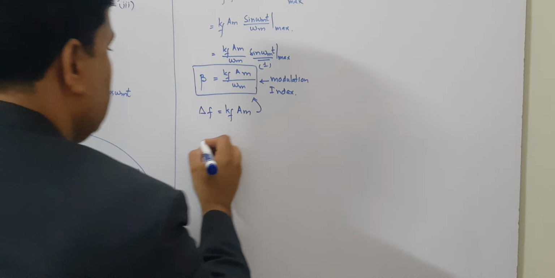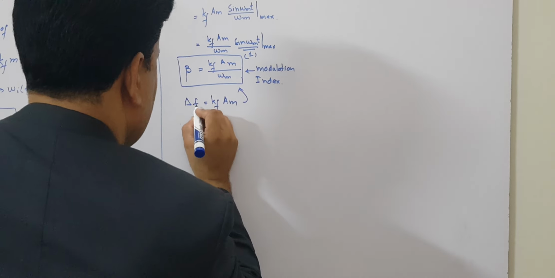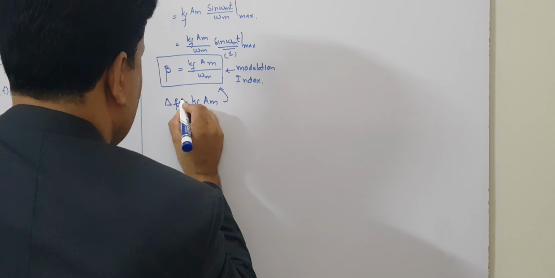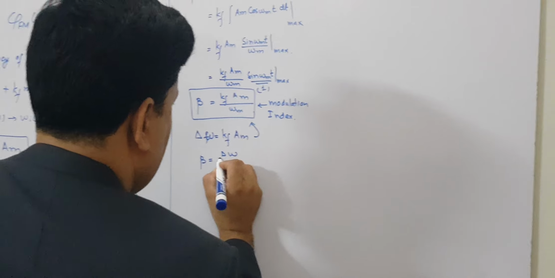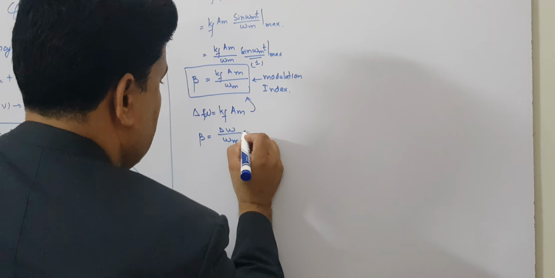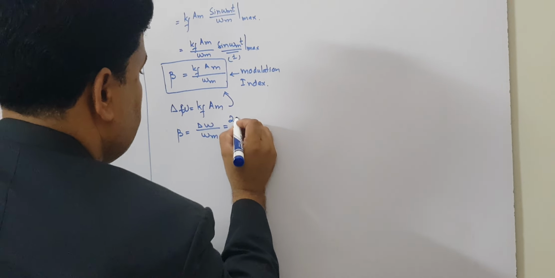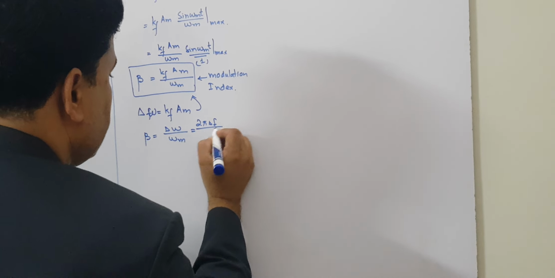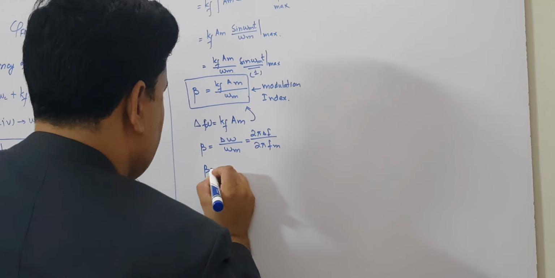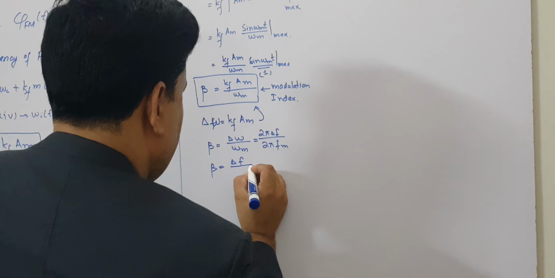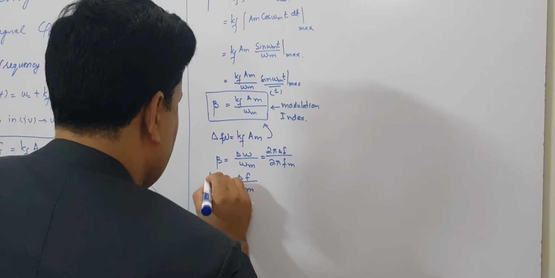And the remaining thing is that, that can be equal to 2 pi delta f. This one is equal to 2 pi f of m. So beta can be equal to del of f.